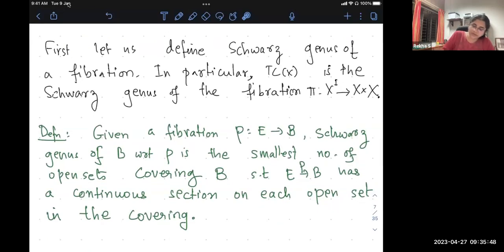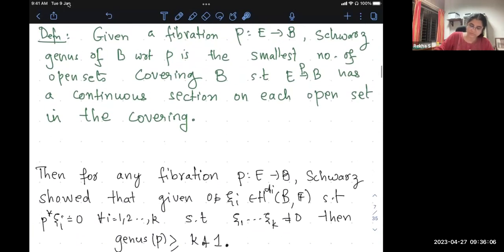So given a fibration p from E to B, the Schwarz genus of B with respect to p is the smallest number of open sets covering B, such that on each of these open sets, we have a continuous section for the fibration. Okay.